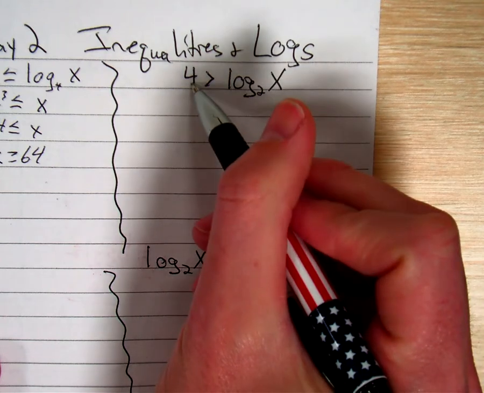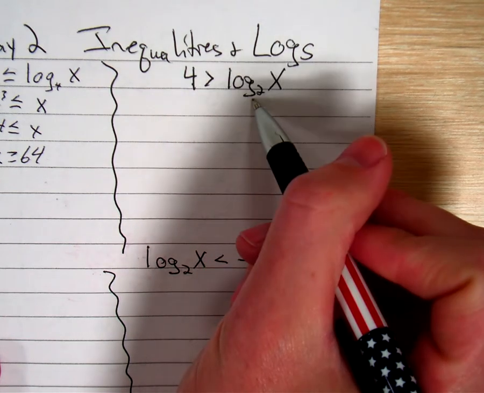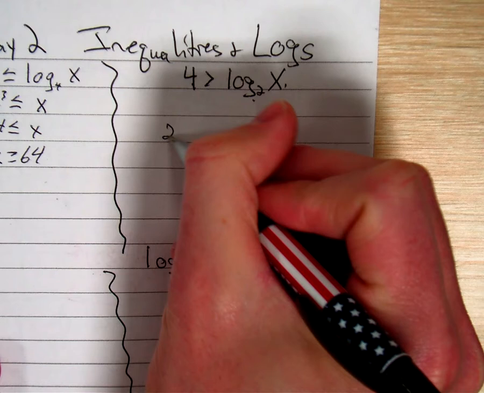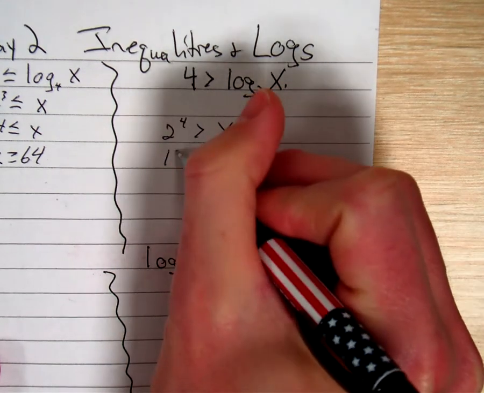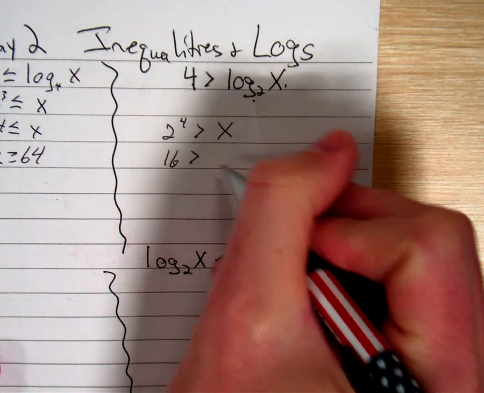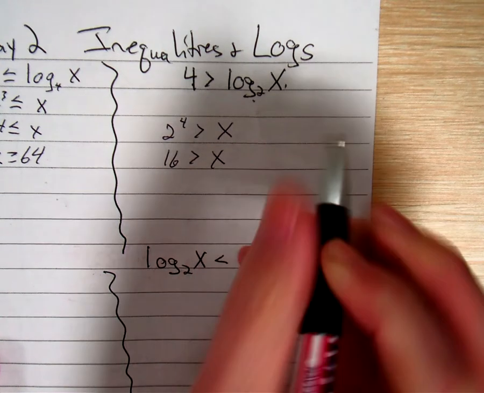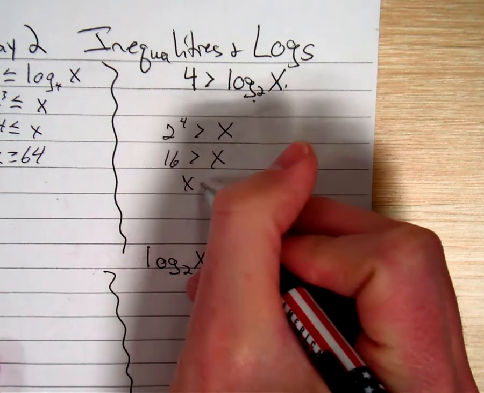4 is the power of 2 that gets me x. So 2 to the 4th is greater than x. 16 is greater than x. Flip it around, x is less than 16.